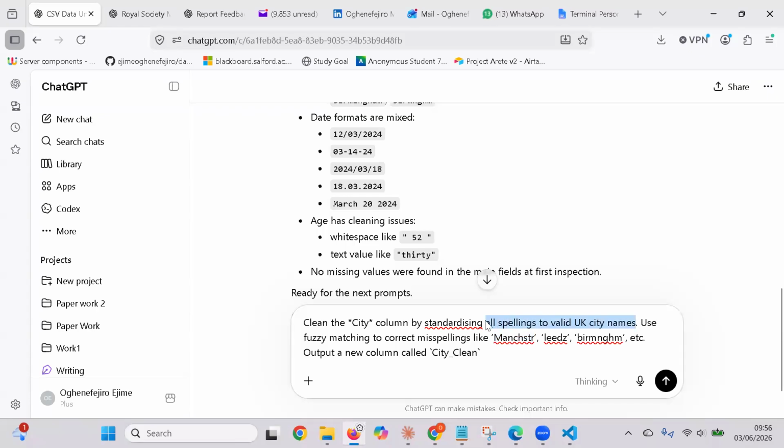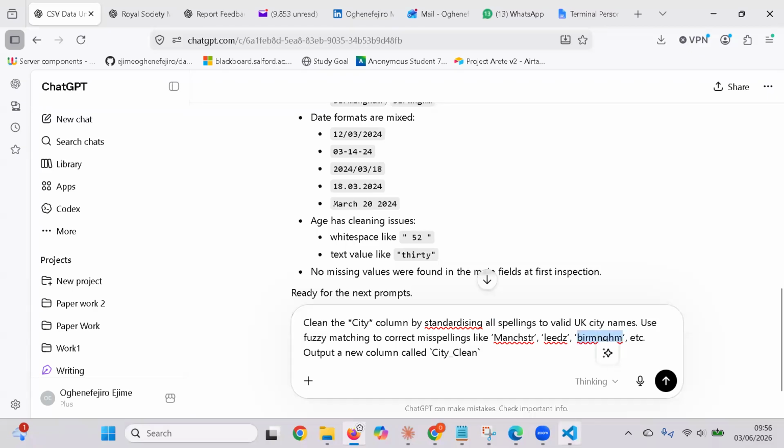This goes back to what I taught in our last class on prompt engineering. One, you are giving it a role. What role are we giving it? The role of a data analyst that we want to clean our data, using fuzzy matching to correct misspellings. Manchester, Leeds, Birmingham were all spelled wrong.